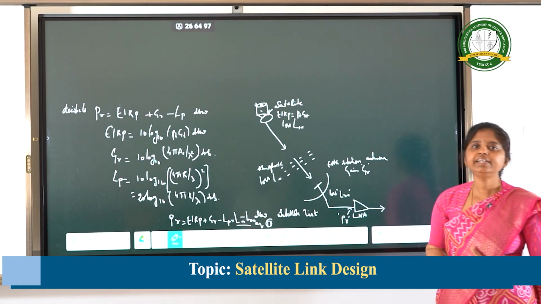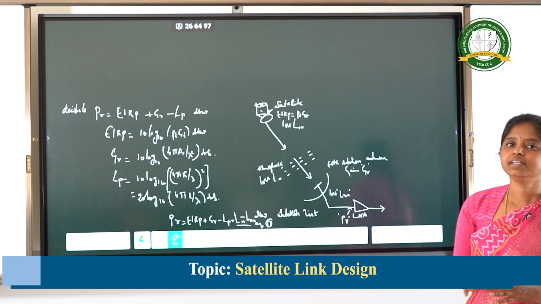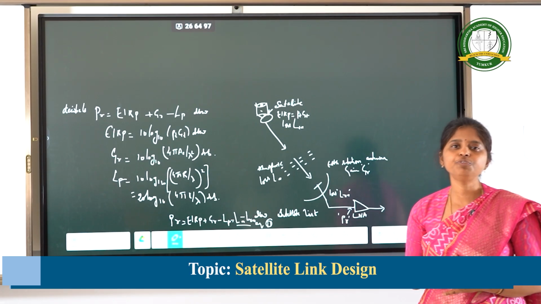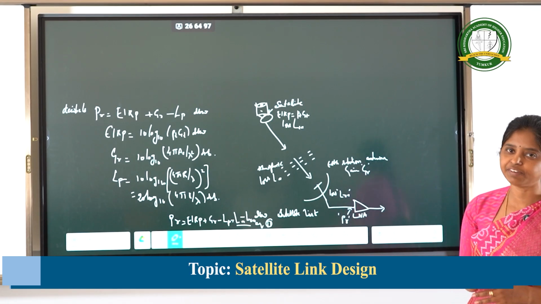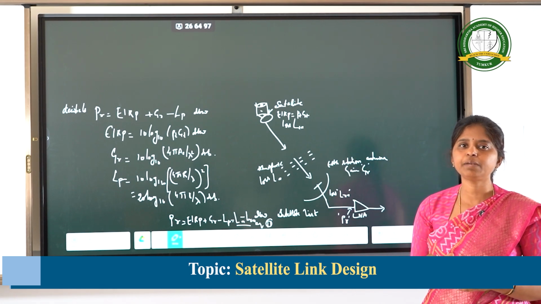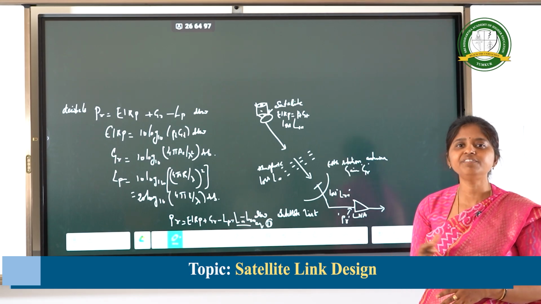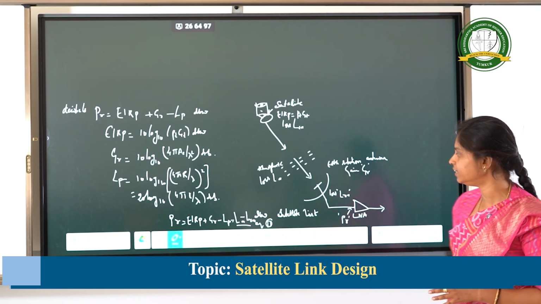So the satellite link equation can be represented as power received equal to PTGT GR divided by (4 pi R by lambda) whole square. The same equation can be represented in terms of decibels. Further, it can also be expressed considering the various losses involved in it.